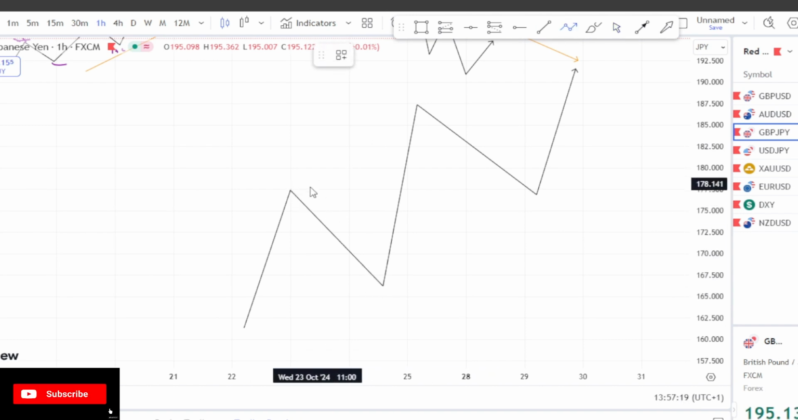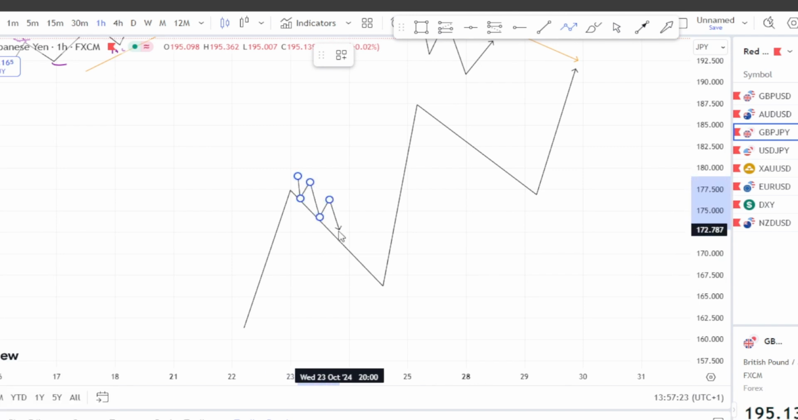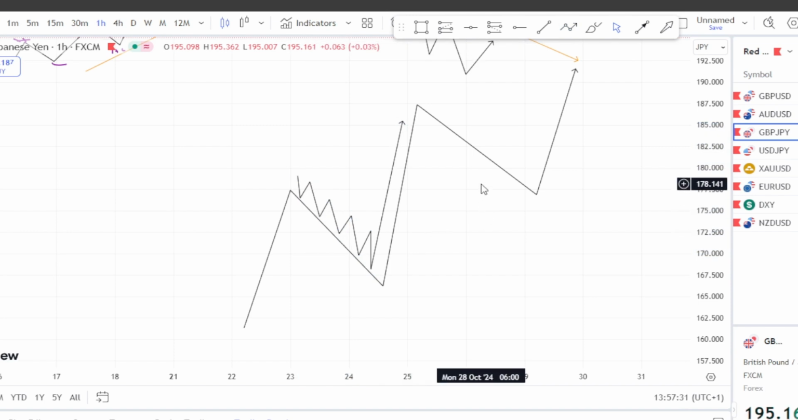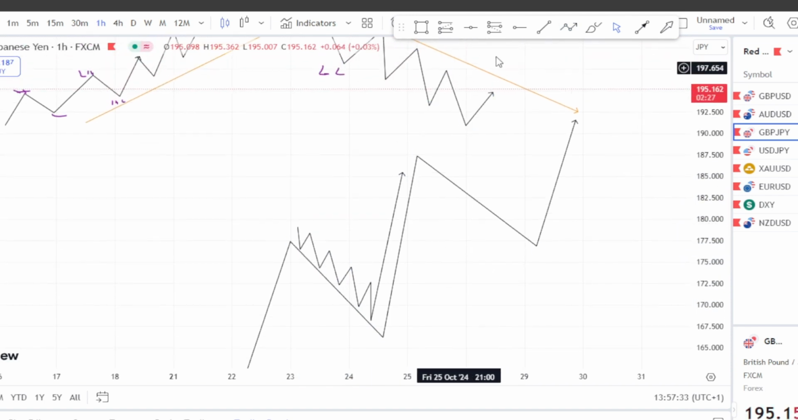Okay, so in a smaller time frame, you have something like this. You have something like this. In a smaller time frame, you have something like this before the overall movement. All right, the same thing happens here.